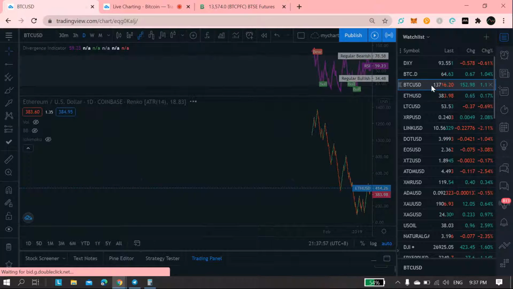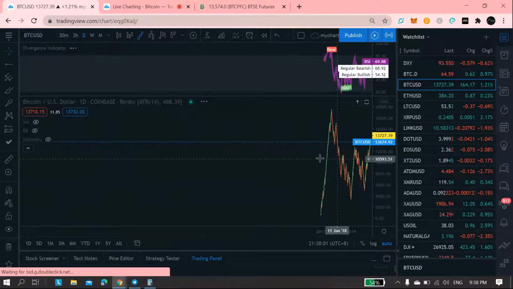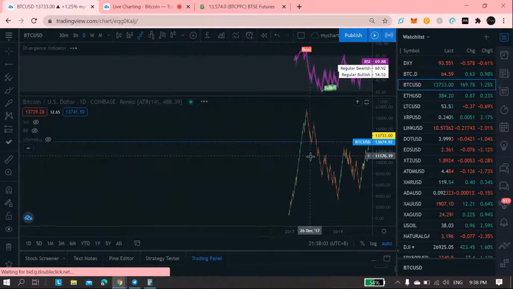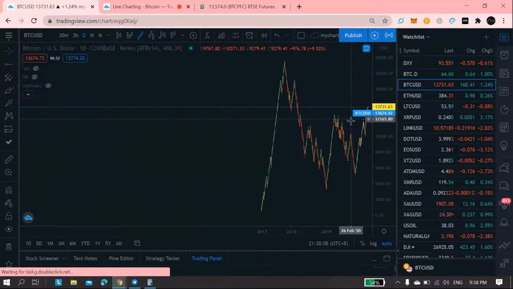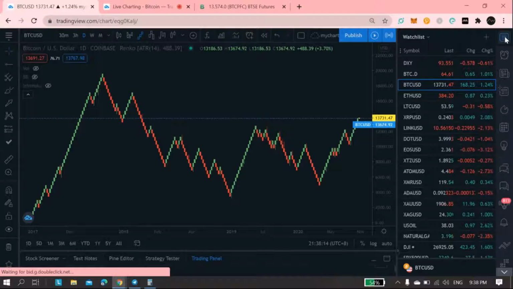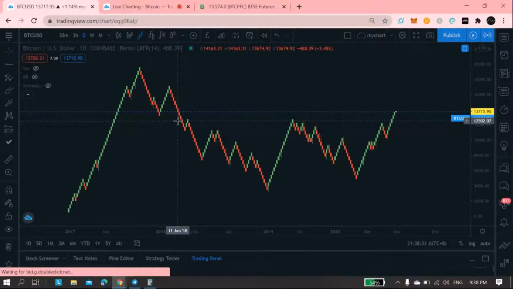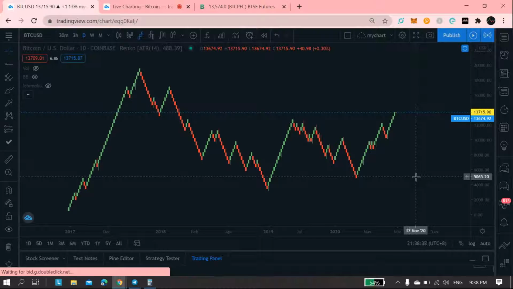Oh, this one. So let me check. See, it's now forming a possible next bullish Renko chart. That's why I put my alarm at 13,700. I just rounded it off. So let's see the next possible target around 14,163. Let's see if that one will be hit this week.